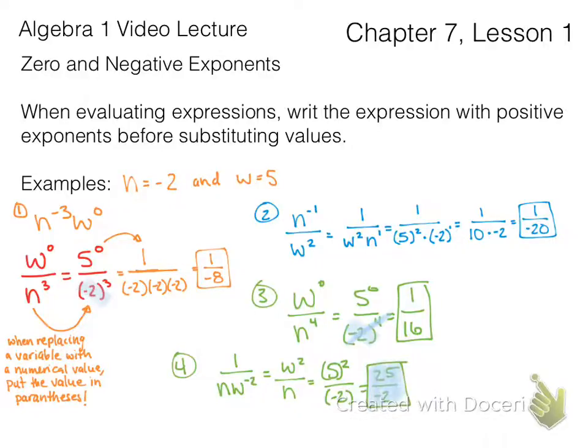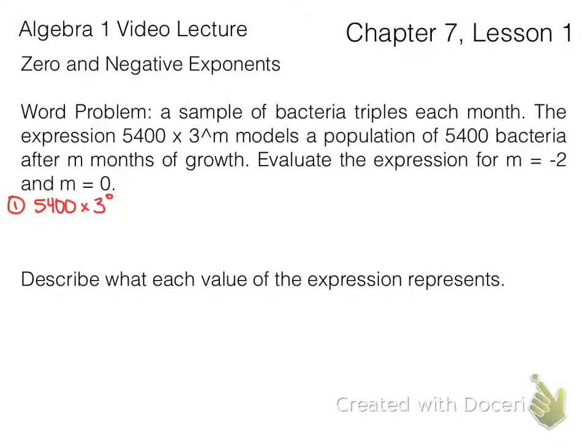All right, last slide. All right, so word problems. A sample of bacteria triples each month. The expression 5,400 times 3 to the m power, that's what the little caret means, models a population of 5,400 bacteria after m months of growth. Evaluate the expression for m equals negative 2 and m equals 0.